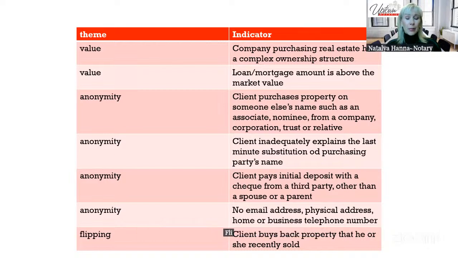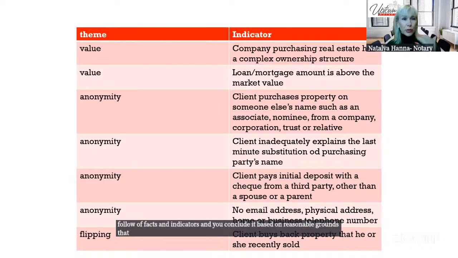So those indicators depend on the theme, like you see here, value, flipping. So here's an example. For example, the company purchasing real estate has a complex ownership structure. That might be an indicator. It doesn't mean that just because of having that, you have reached your suspicion. There must be a follow-up of facts and indicators, and you conclude based on reasonable grounds that you have a suspicion, but we're going to talk about it.